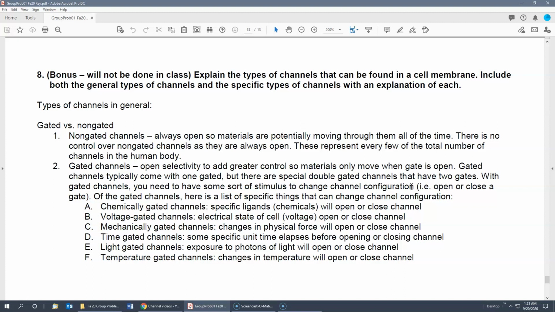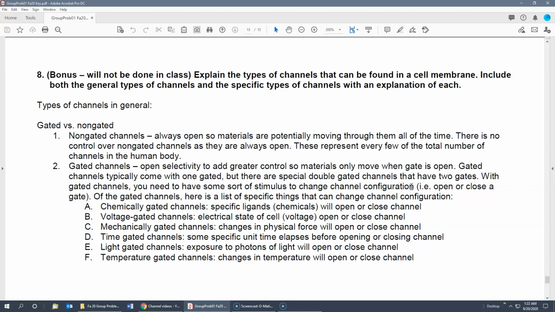Those change their configuration based on some sort of physical force. So a pressure channel or a touch channel would be examples of those, where there's some sort of physical thing that disrupts the channel. Time-gated channels open or close based on some specific unit of time. So some time lapse has to occur before they change their configuration. We have time-gated channels in our neurons that close up after a certain amount of time, which then leads us to a refractory period. We also see it, like we just talked about, with the different types of muscle. So time-gated channels close at specific amounts of time.